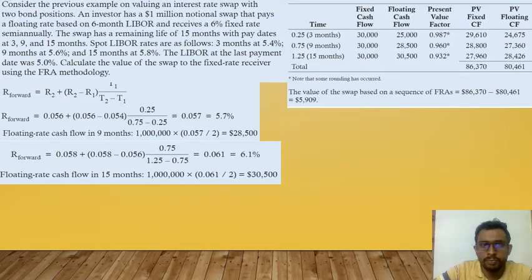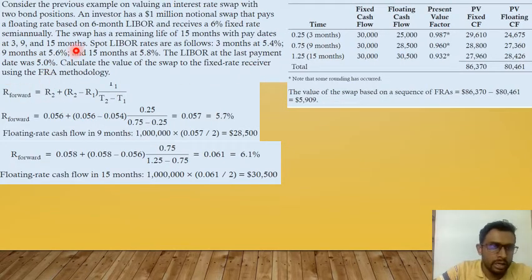We'll take an example. Considering the previous example of valuing an interest rate swap with two bond positions, an investor has a 1 million notional swap that pays a floating rate based on 6 months LIBOR and receives a 6 months fixed rate. The fixed rate is 6% and 6 months LIBOR is taken. The swap period is 3 months, 9 months and 15 months. Spot rates are 3 months 5.4, 9 months 5.6 and 15 months 5.8. The LIBOR at the last payment date was 5%. Calculate the value of the swap to the fixed rate receiver using the FRA methodology.